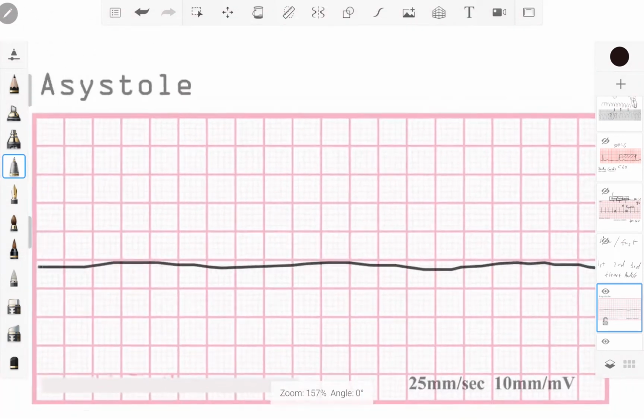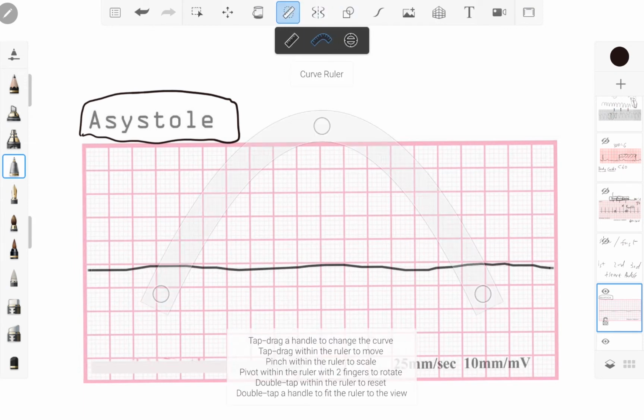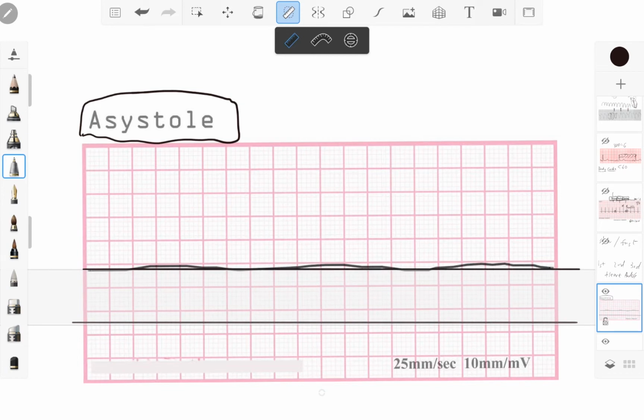And then we have this one. What do you think? You can ignore the "Asystole" because that's the label. Anyway, we have what looks like an almost flat line. This is an important point. You see, that's a flat line. But you notice that it's not flat. It's not perfectly flat, all right?